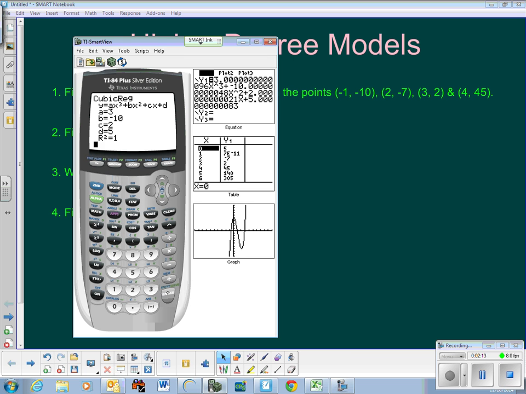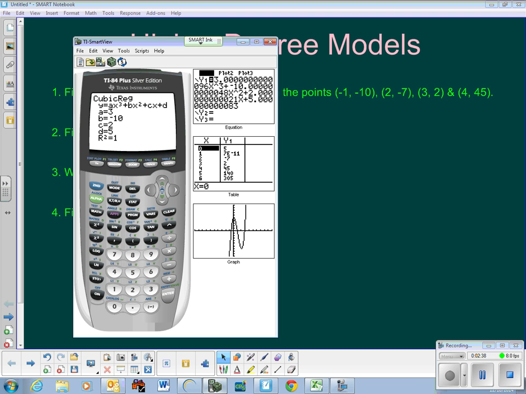So when I hit enter, here's my equation. A, B, C, and D are 3, negative 10, 2, and 5. That little r squared equals 1, that just tells us that it's a perfect fit, meaning these points are exactly on the line. If we had put a bunch of points in and said, give me the best possible cubic function, it wouldn't have been a perfect fit. It would just be as close as it could be.